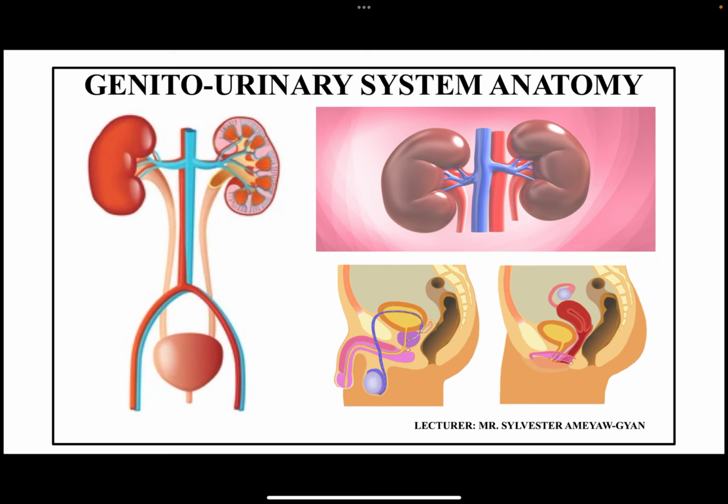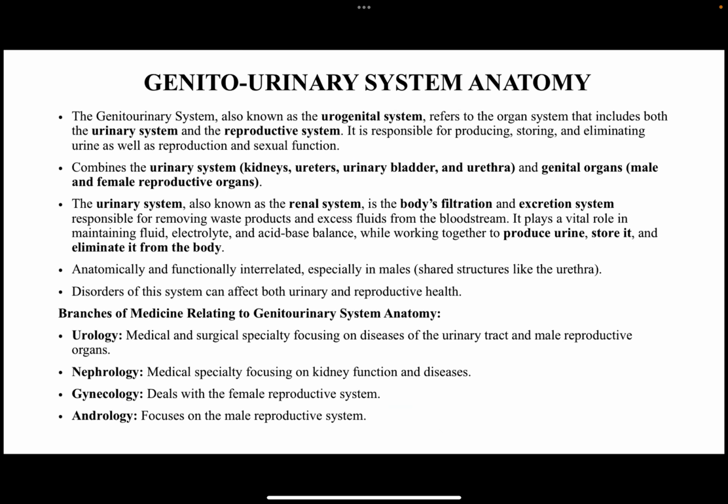Okay, so genitourinary system anatomy and physiology. Now, the genitourinary system is also known as the urogenital system. Anytime you hear genitourinary system, it refers to the organ system that includes both the urinary system and the reproductive system. In fact, this system is responsible for producing, storing, and eliminating urine, as well as reproduction and sexual function.